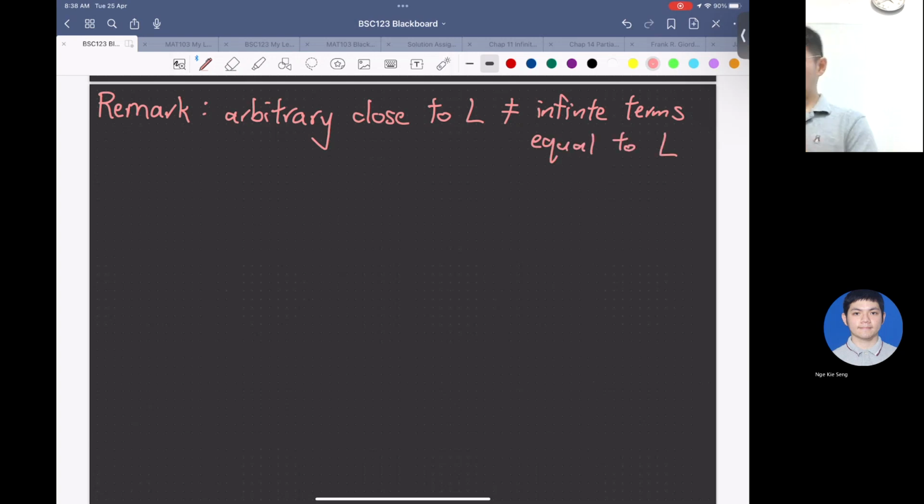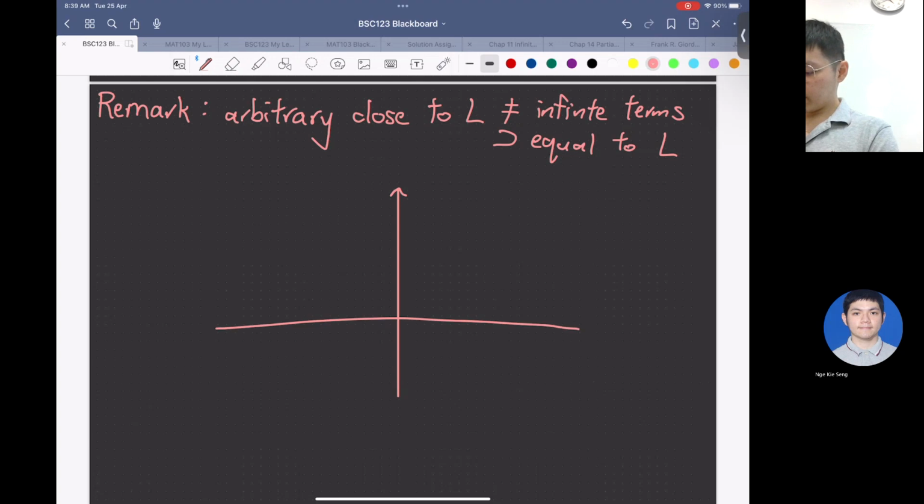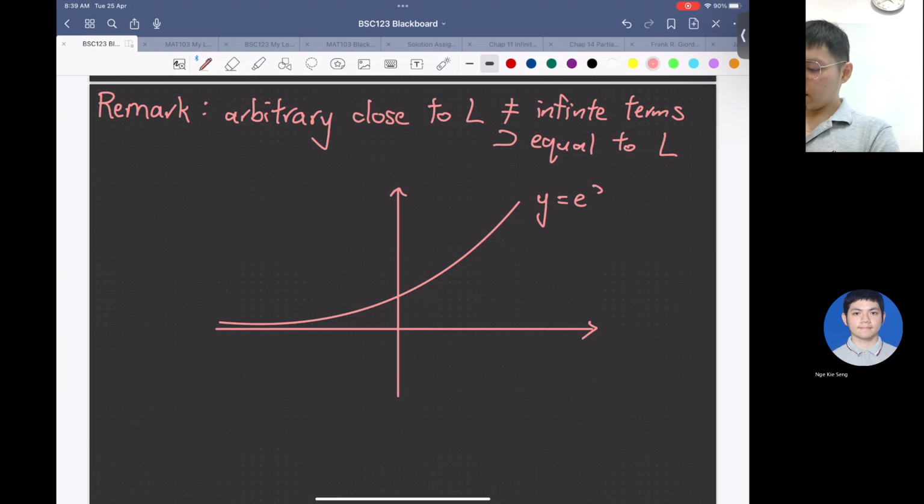But if you reach the term, it means that you are arbitrarily close to L, right? Because their distance is already 0, for every n greater than it. So one classical example from calculus is this e to the x function here. You have an asymptote at y equals 0, right? Then you are as close as possible to y equals 0, but you never reach y equals 0.